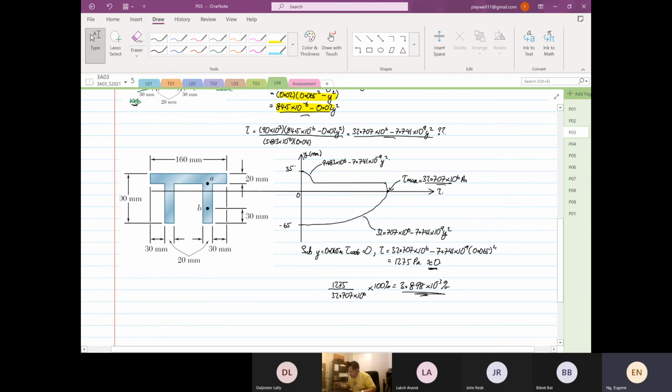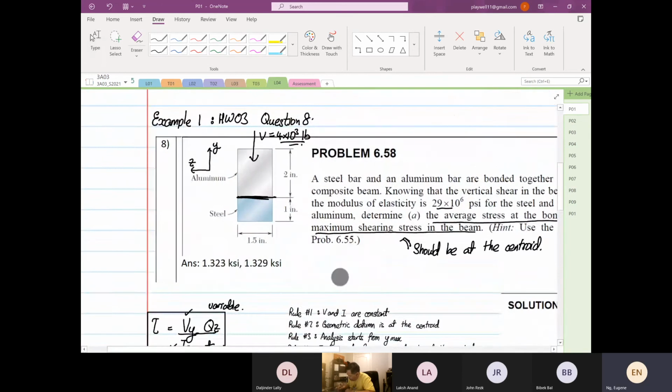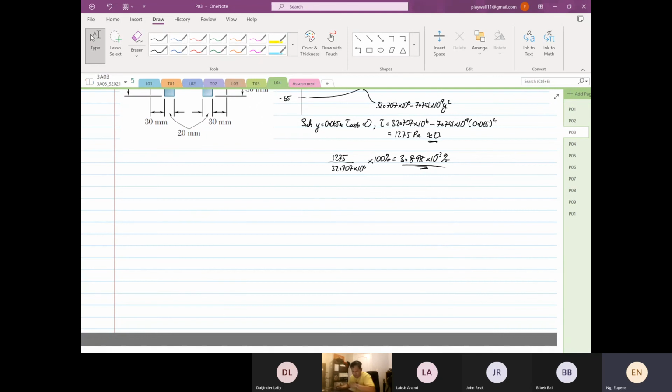So the next section we're going to look at is longitudinal shear. If we look at our plan for tonight, we have done this one. We are going to look at the longitudinal shear of a beam section. As I said, this topic is not difficult. It looks confusing initially because you're new to it. Why? Because this is the first time you're going to look into failure analysis. So we're going to look into longitudinal shear.